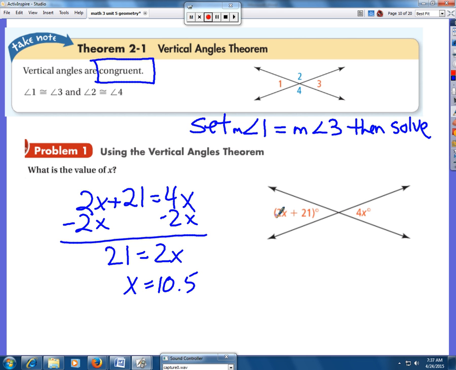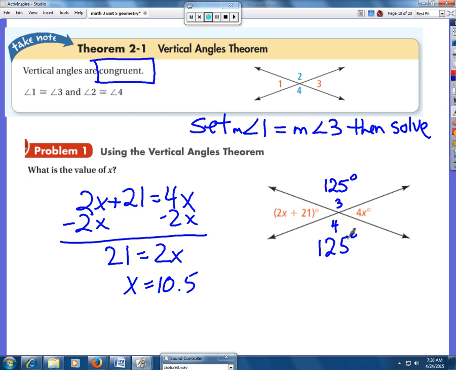Same thing with the linear pairs. What if I just gave you, go ahead and stop and copy this down because I'm going to do something different. What if I gave you angle 3 and 4? So the measure of angle 3 equals 125 degrees. How would I find the measure of angle 4? Well, since these are congruent, the measure of angle 4 has to be the same as the measure of angle 3, so that would also be 125 degrees.